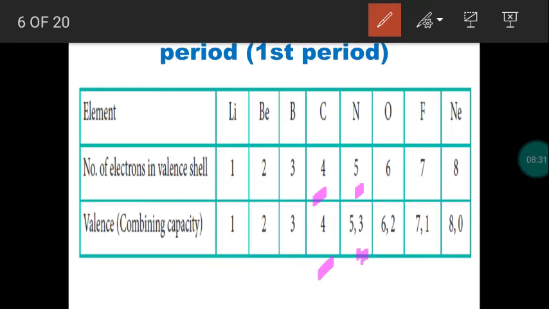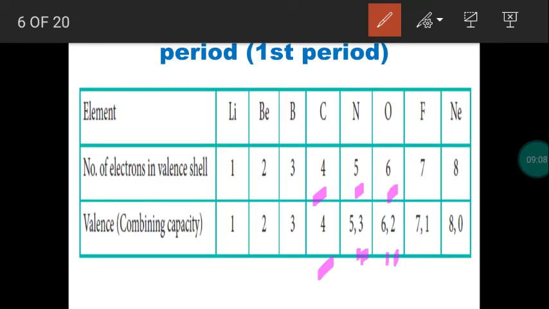In the same way for oxygen, atomic number 8, 1s2, 2s2, 2px2, 2py1, 2pz1. So in total 6 electrons are present in the second shell. Valency 6. At the same time, 8 minus 6, 2 is also the valency of oxygen. So this represents that oxygen can combine with 2 elements, or it can combine with 6 elements. So the combining capacity will be 2 as well as 6, based on the formation of the compound.